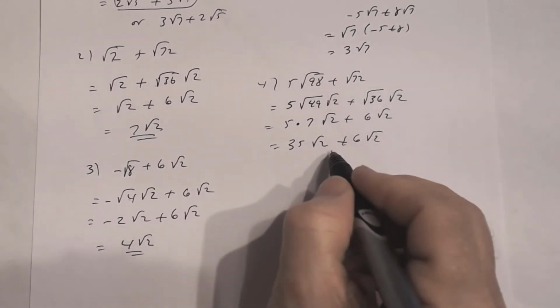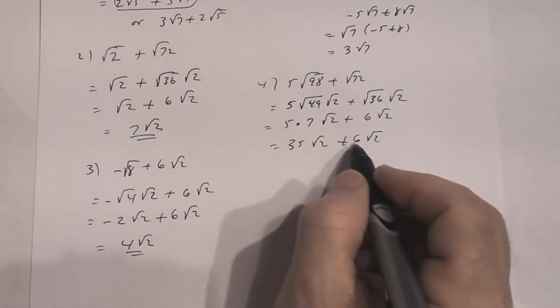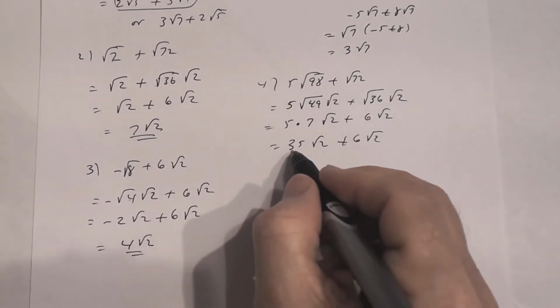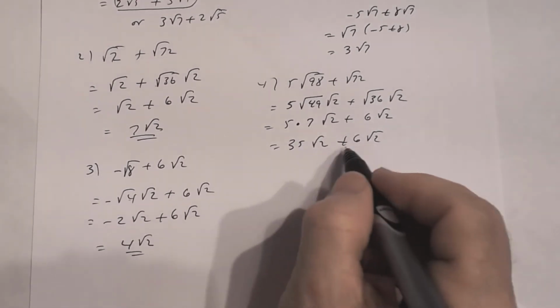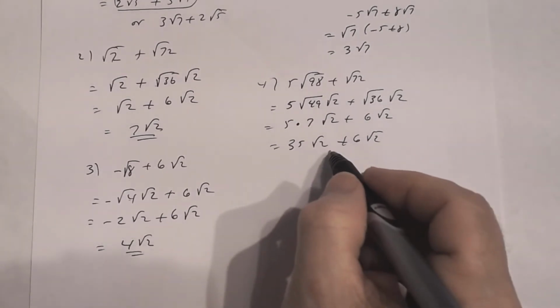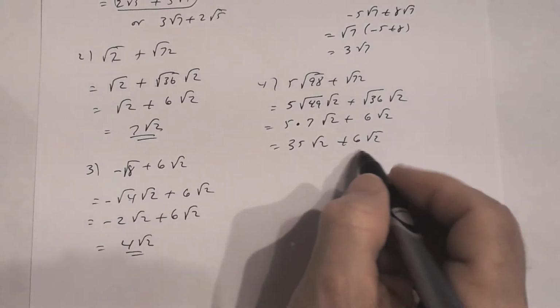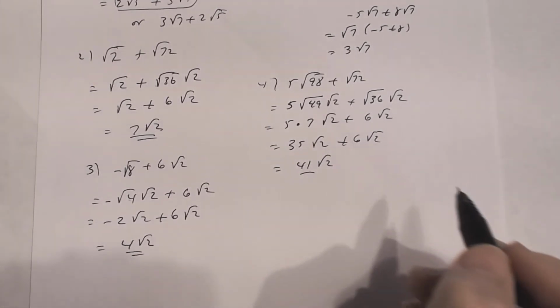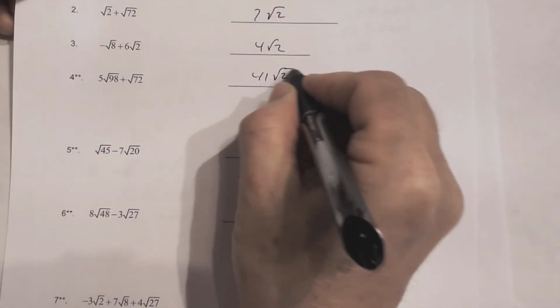And now these are like terms because they both have square root of 2's. And remember, there are no variables here, so that makes it easier. And then all I do is add 35 plus 6. All right, and so the 35 square root of 2 plus 6 square root of 2 will give me 41 square root of 2. So that's the answer number 4. There's the work. 41 square root of 2.